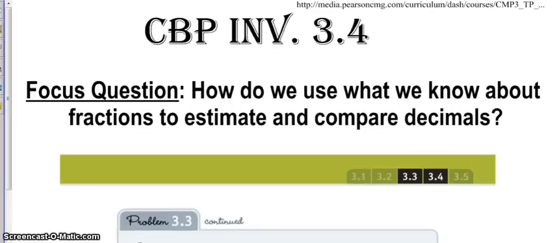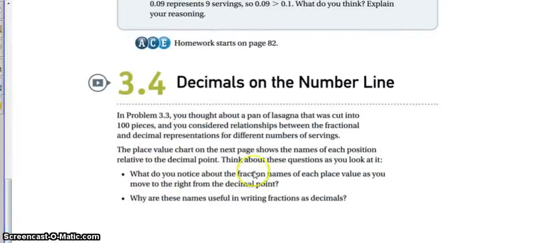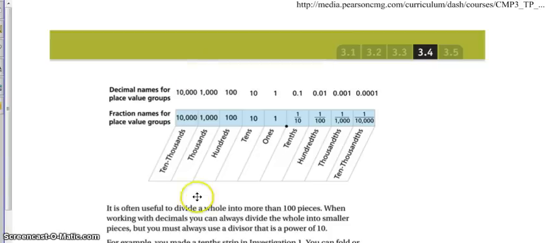All right, today we are going to continue our conversation about decimals and fractions and where they come on a number line. So we're going to come down here. Yesterday we used a pan of lasagna that was cut into equal pieces and then discussed hundredths and tenths and things like that. Today we are going to continue that, only we're going to get smaller.